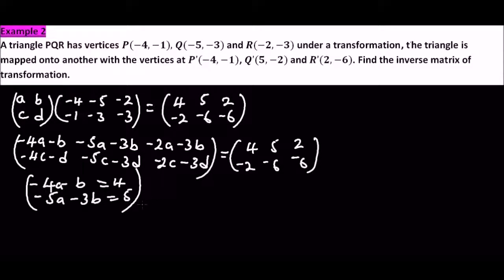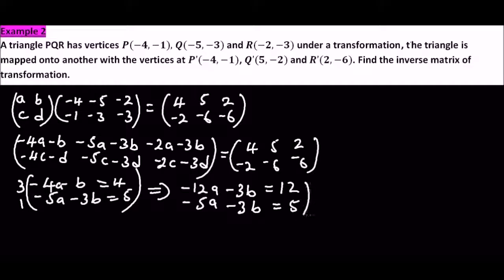For us to be able to solve this, we need to eliminate one variable. So we are going to multiply this equation by 3 and this by 1. So we end up with minus 12a minus 3b is equal to 4 times 3, which is 12. Then the other one will remain the same: 5a minus 3b is equal to 5.